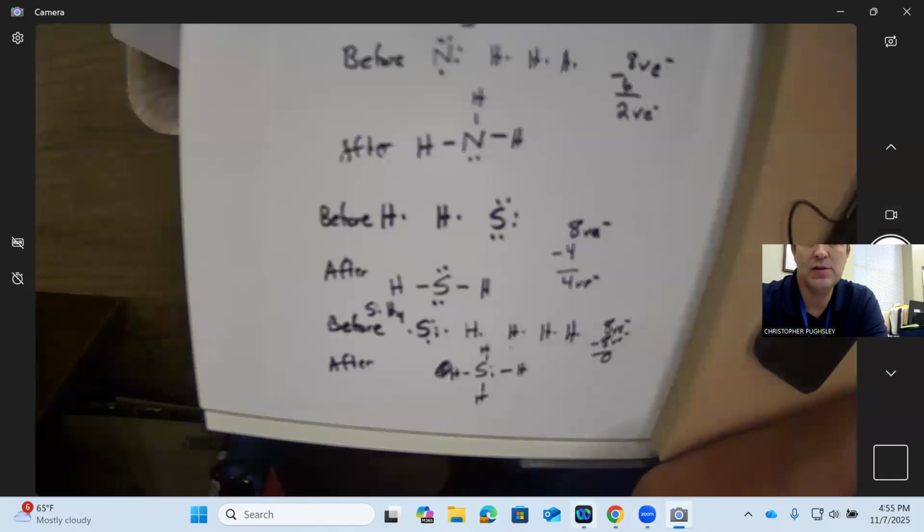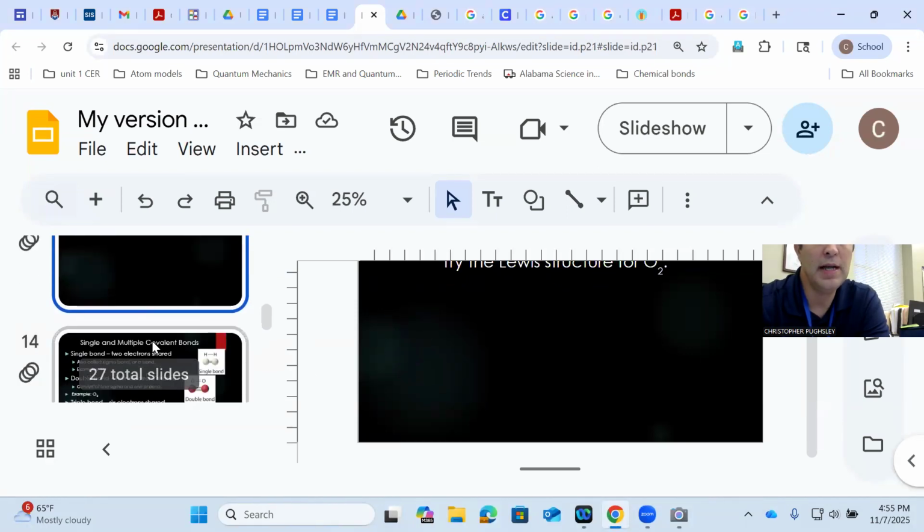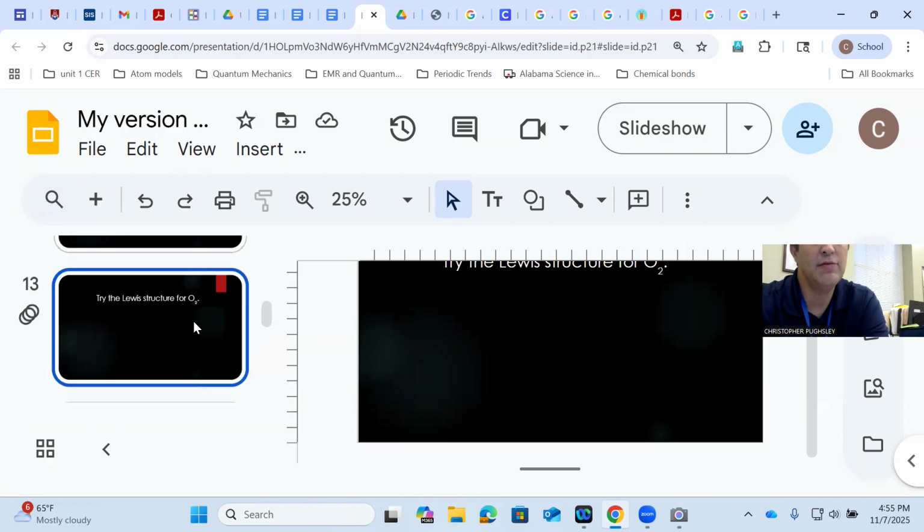All right, let's see what we have next here. Now we're going to switch it up to O2. This is probably the last one we're going to do today. O2 is what we breathe. When you take your next breath, that air you just breathed was mostly nitrogen, but the part that's useful to your body is the O2. And so we want to draw the structure of O2.